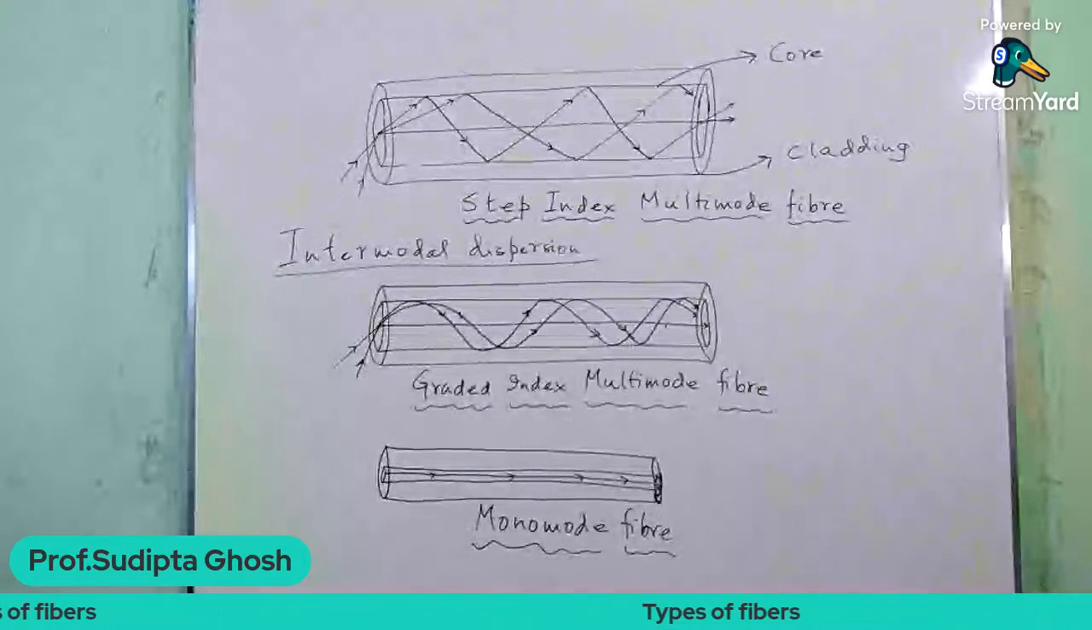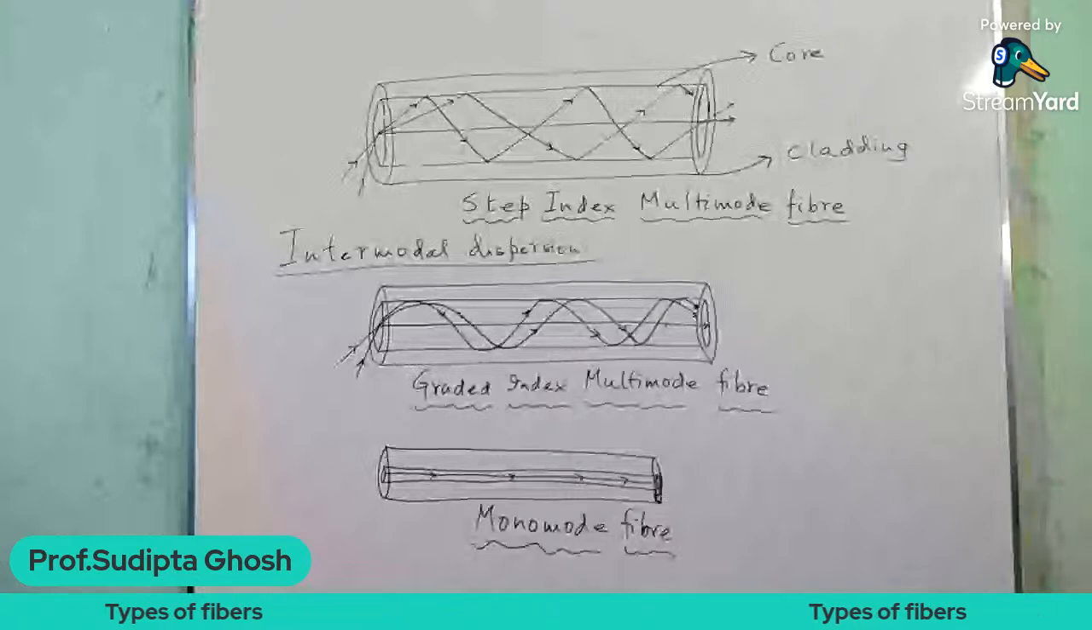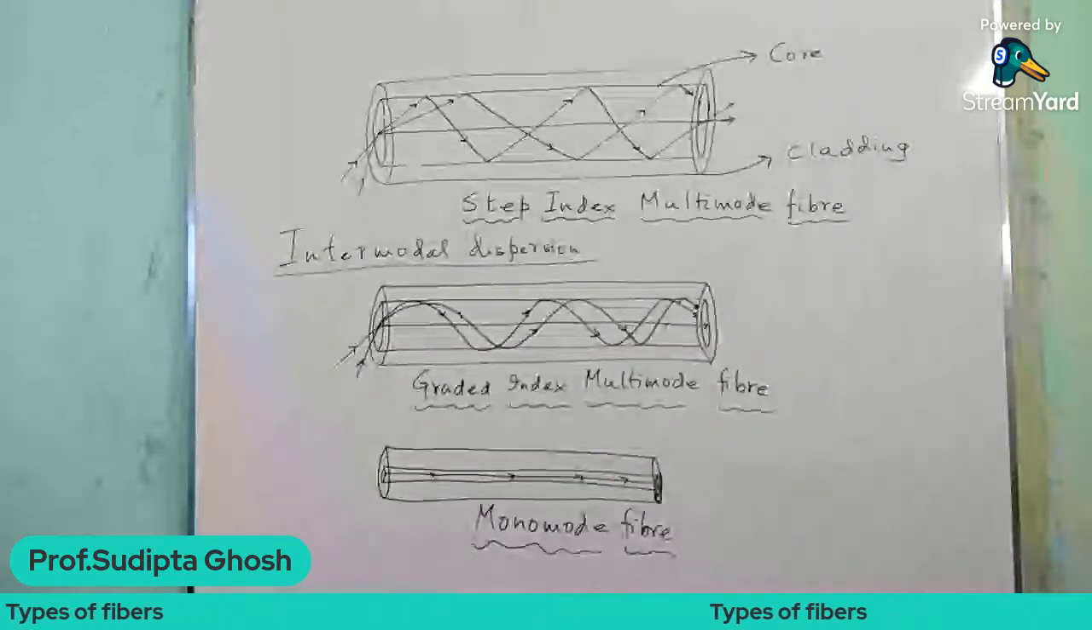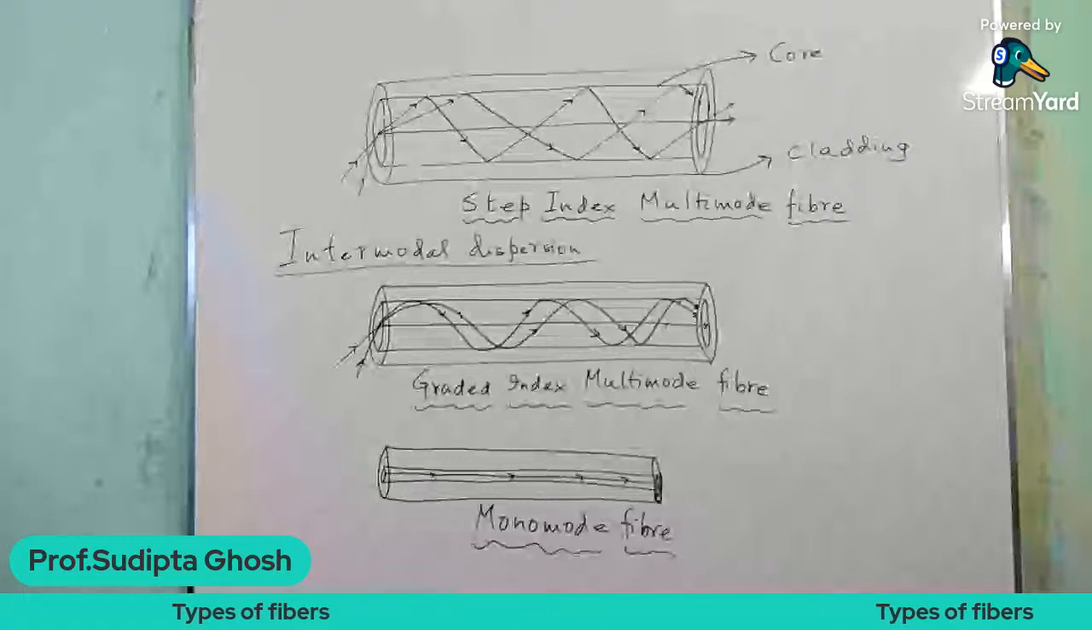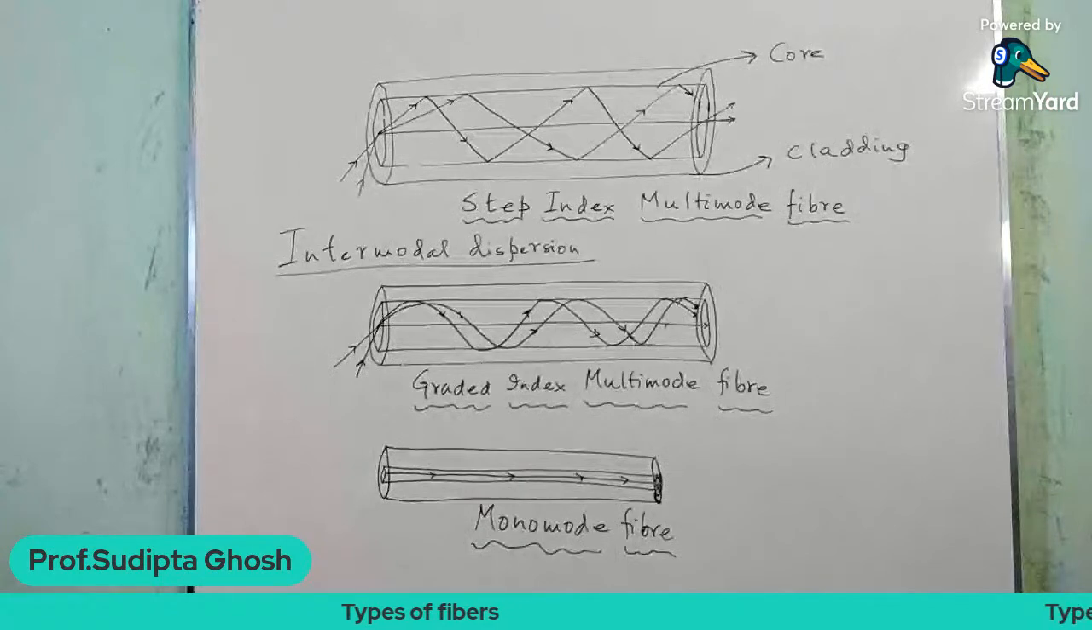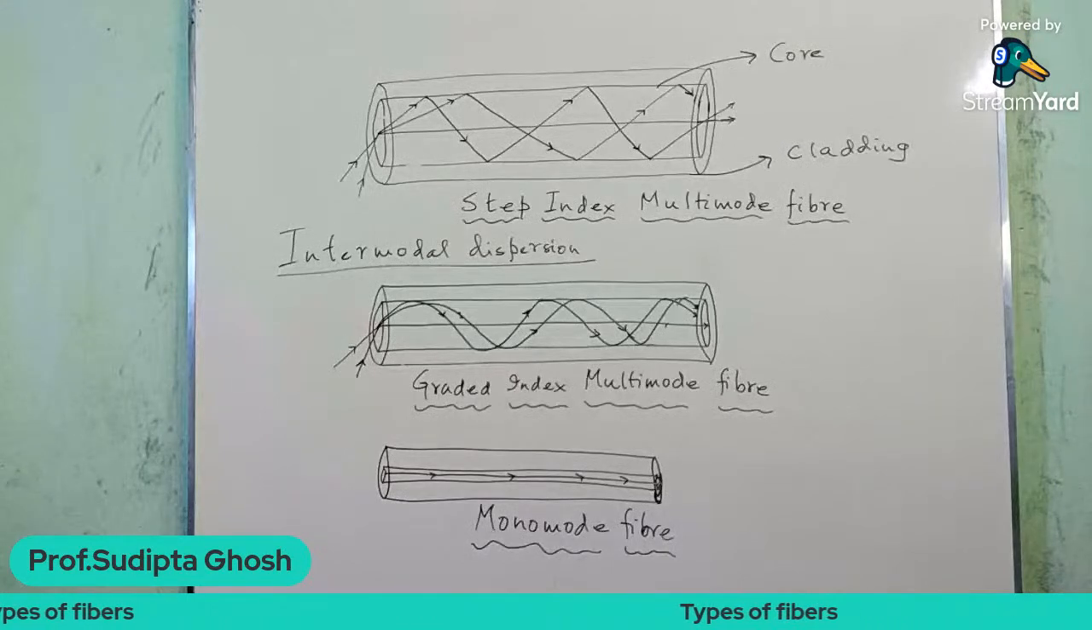Now let's come to the third part of the figure, in which I show a monomode optical fiber. Its core is made so narrow that only one mode of propagation is possible or allowed. The rays travel only parallel to the axis, and because only a single mode of propagation is allowed, the problem of intermodal dispersion is practically eliminated for a monomode fiber.